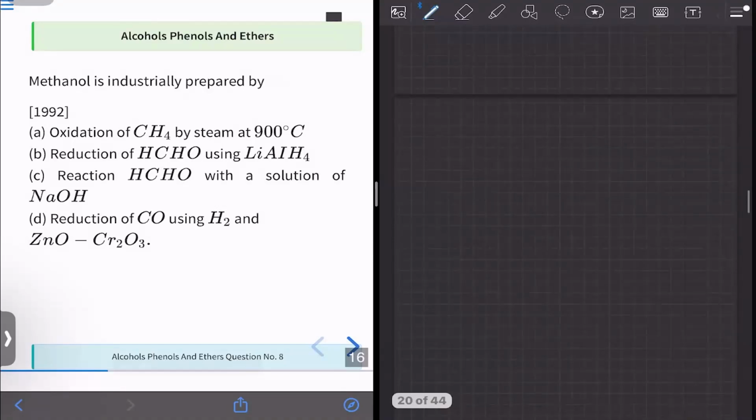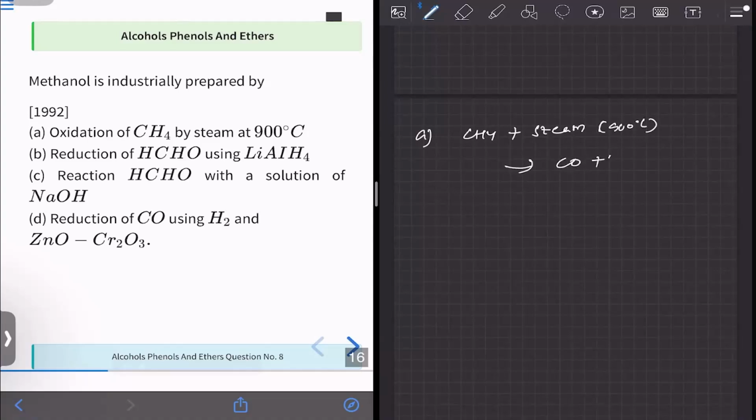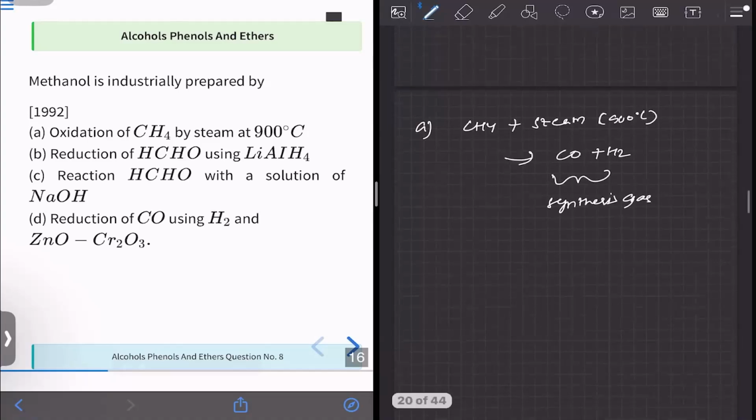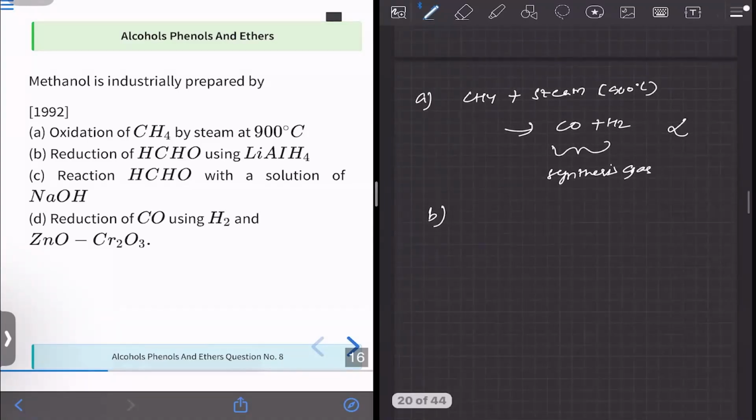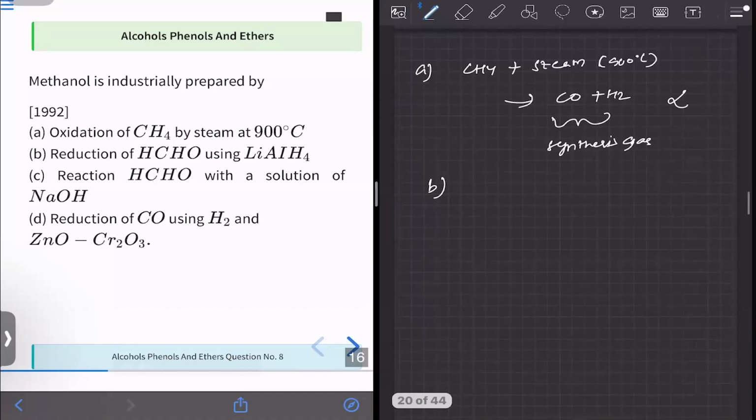Next question. Methanol is industrially prepared by option A, whenever CH4 reacts with steam at 900 degrees. What does it produce? It produces CO plus H2. It is known as synthesis gas. So it does not produce methanol. So option A is incorrect. Option B, reduction of HCHO using LiAlH4. It also does not produce methanol. LiAlH4 is a reducing agent.